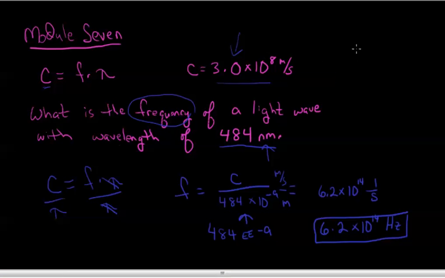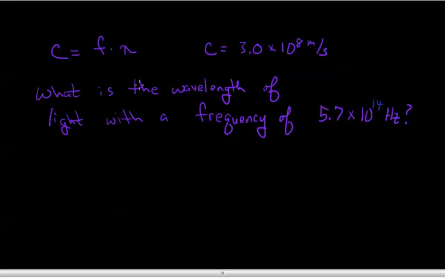So this is how you change, if you're given wavelength, how you get to frequency. Well, let's try a different problem. This time, let's go from frequency to wavelength. Again, we remember the speed of light, the constant 3.0 times 10 to the 8th, is equal to frequency times wavelength. This time they're asking us, what is the wavelength?